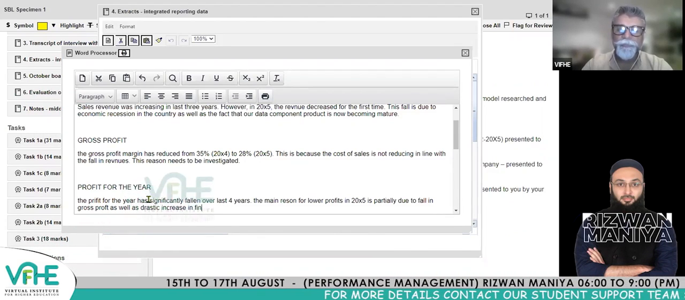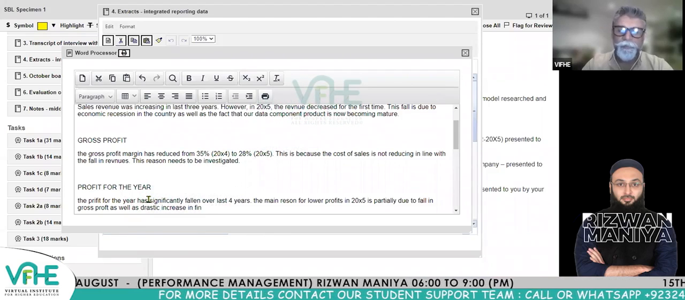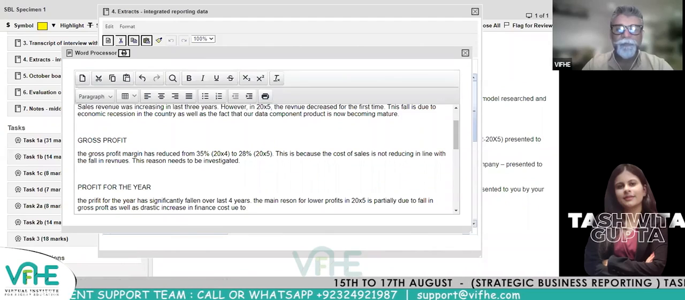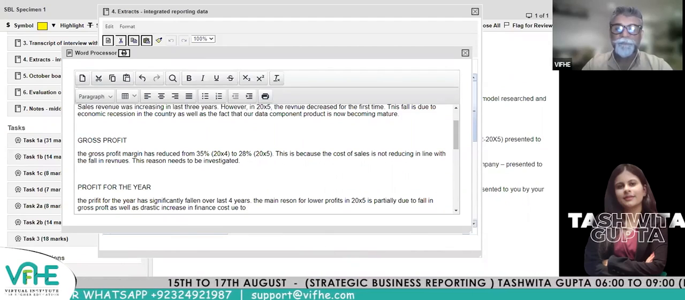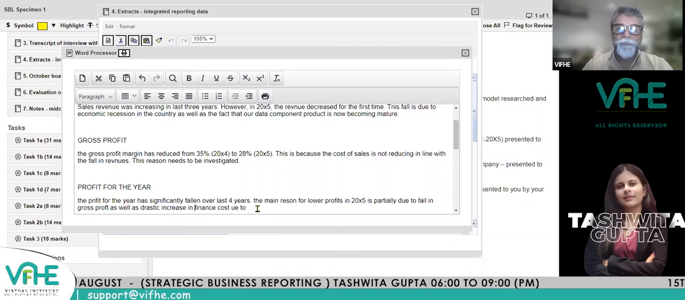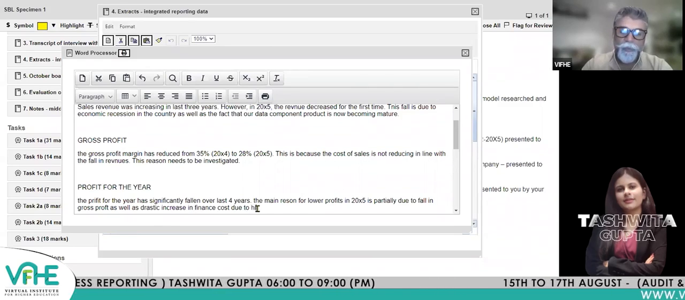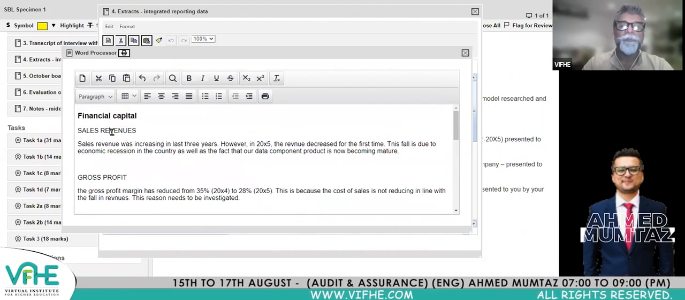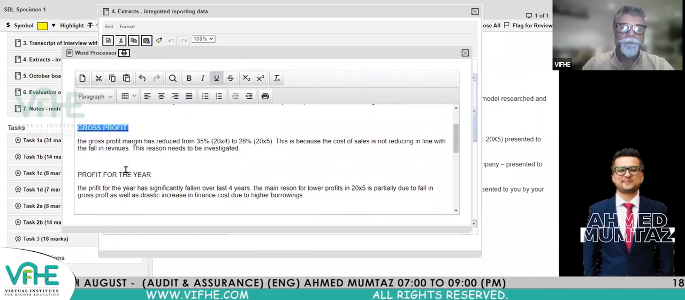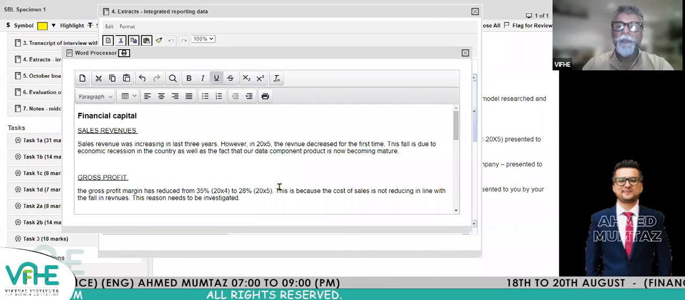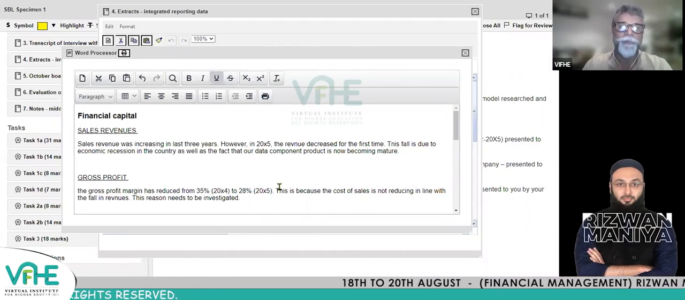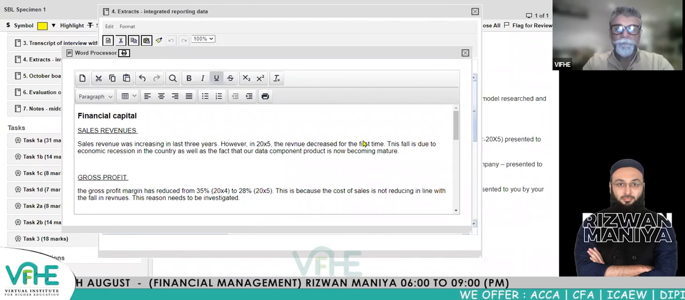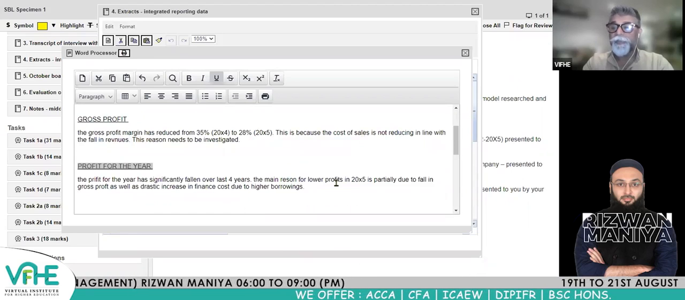Why do you think finance cost has increased? What is the most logical reason? Maybe we've taken a large increase in borrowings, debts. Drastic increase in finance cost due to higher borrowings, or whatever you like to say. I'm just guessing. So this is the way you will draft your answer: small, factual, and if you can find the reasons from the exhibit, simple reasons. No lengthy stories. No complicated things which directors don't understand.